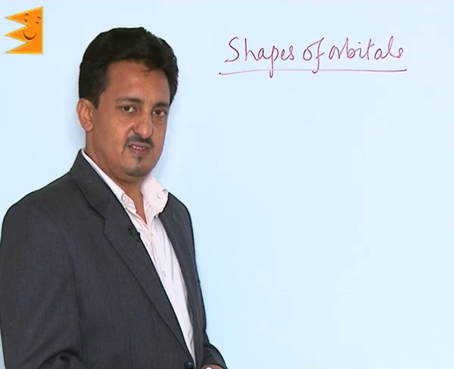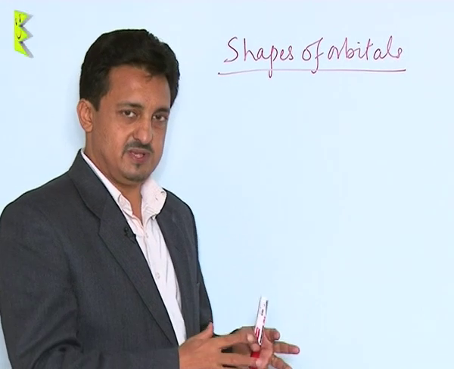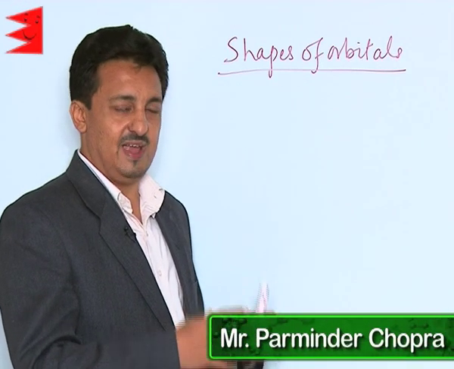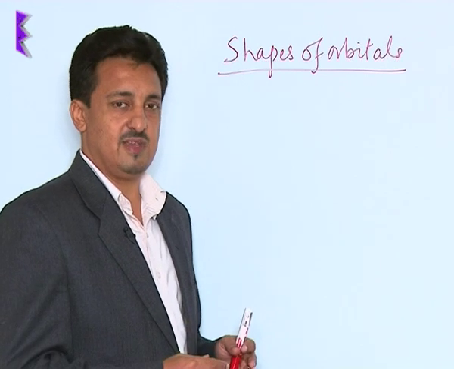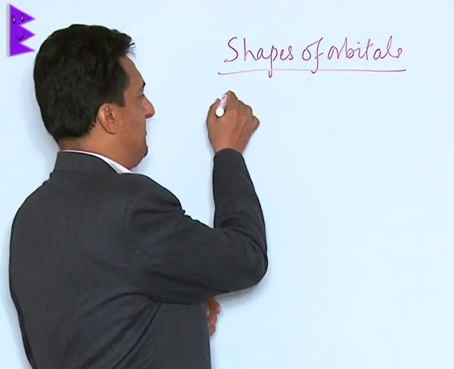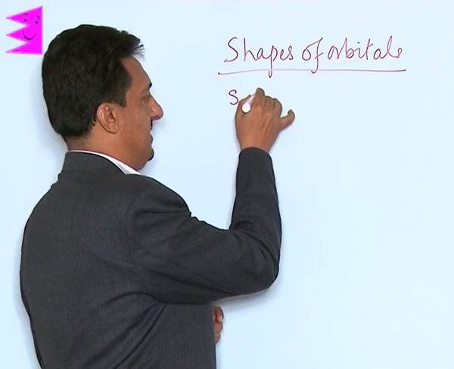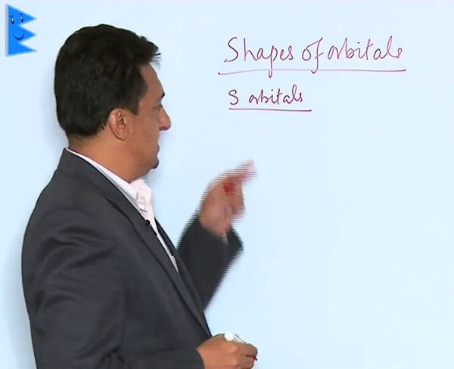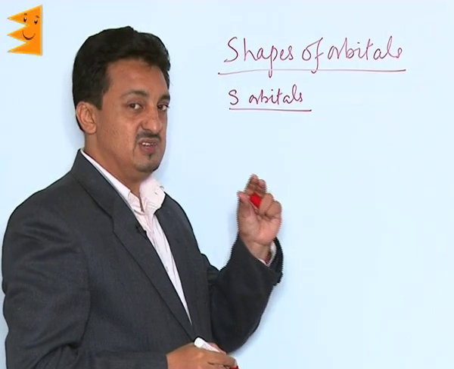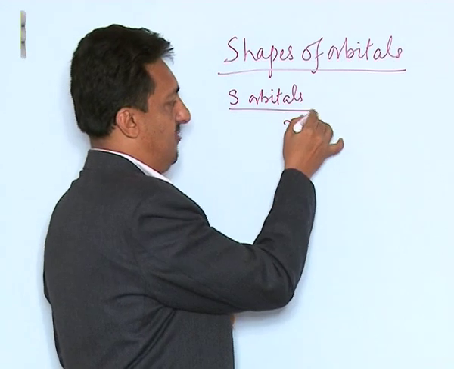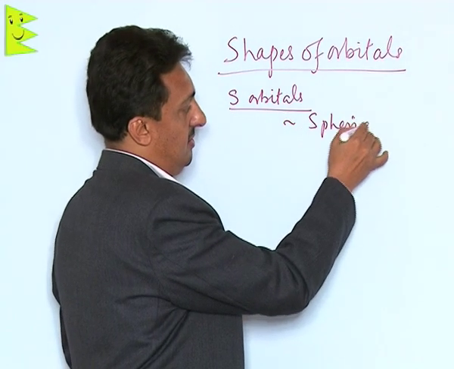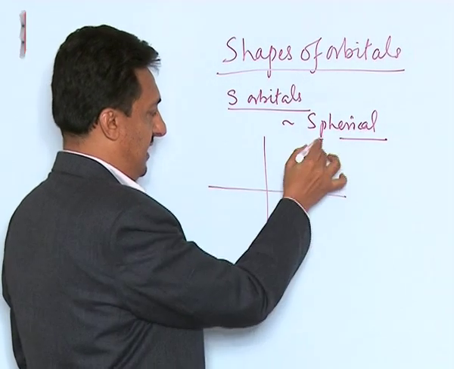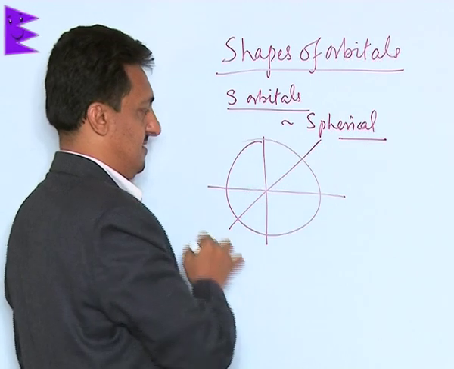Shapes of orbitals. After understanding the 4 quantum numbers, let us now move to understand the shapes of these orbitals, which are actually derived from quantum mechanics. Let us start with the first one, the s orbitals. The symbol s has been obtained from the word sharp, and these are actually spherical in shape. So if I draw it like this in the 3 axes, the s is like this.